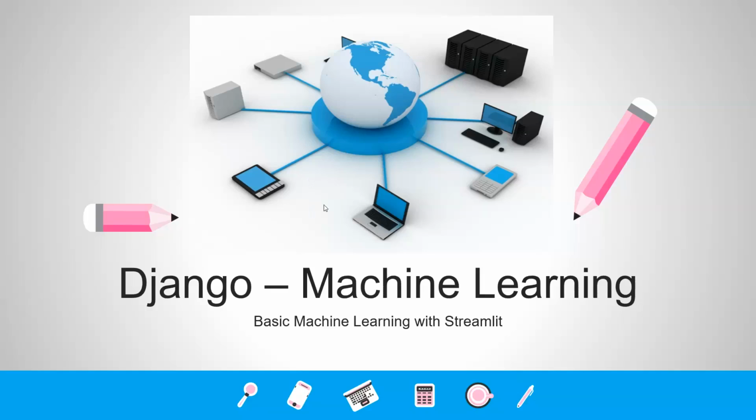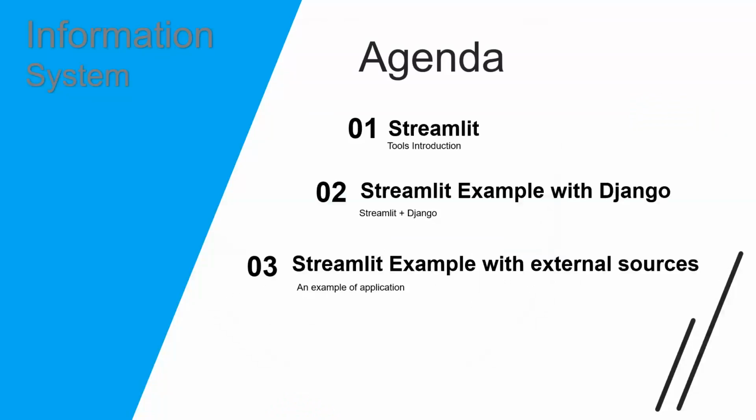To explain the very basic machine learning with Streamlit. So I would like to discuss what is Streamlit, and then how we can use Streamlit with Django, and how we can use Streamlit with the external sources.